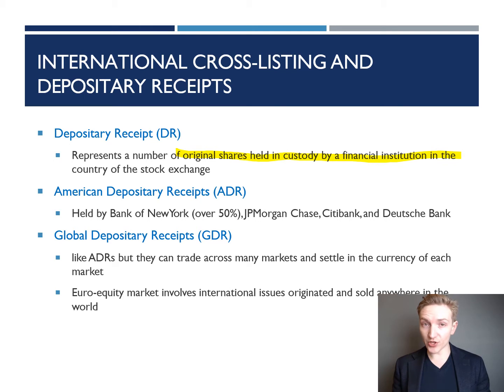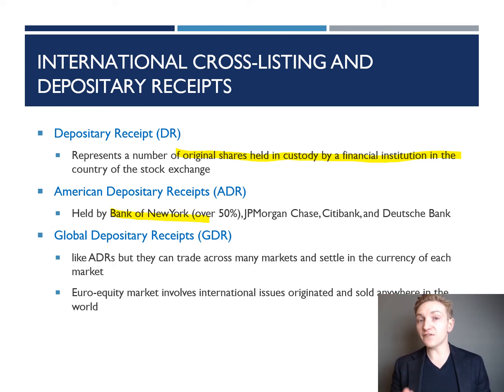An American depository receipt is a depository receipt in the United States, and it will be held in the United States. So held, for example, by the Bank of New York or JP Morgan or whatever the case might be. A global depository receipt is much the same, but it refers to a market outside the United States. So for example, London, if you're looking at the London Stock Exchange, you can have other depository receipts. So those are two modes through which you'd get equity overseas.